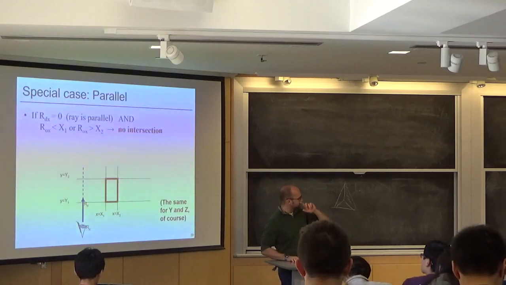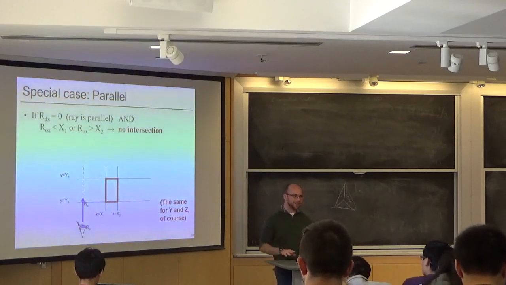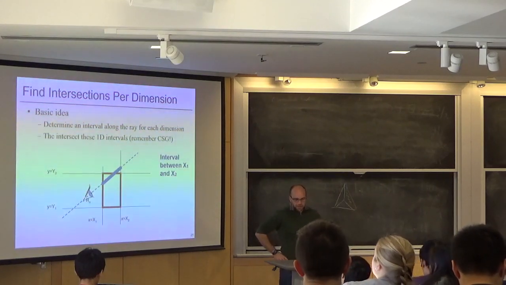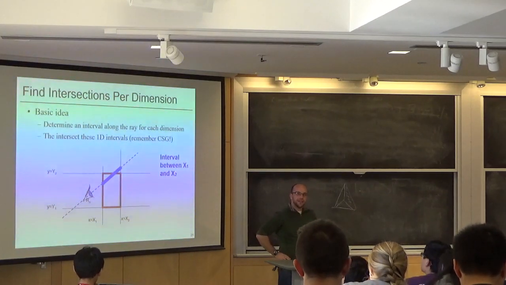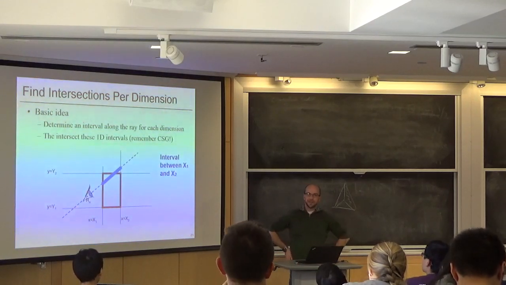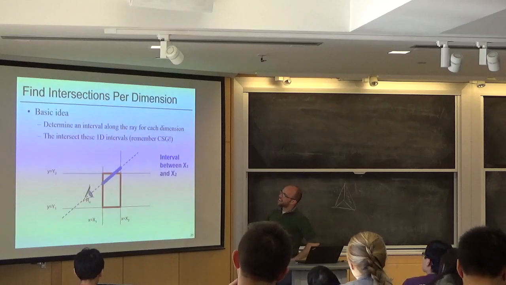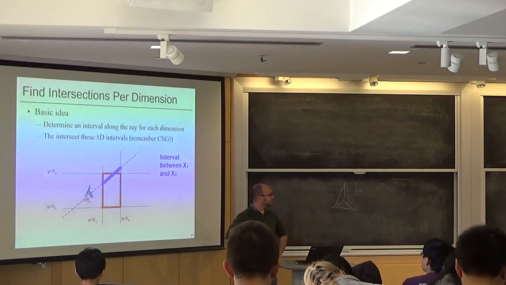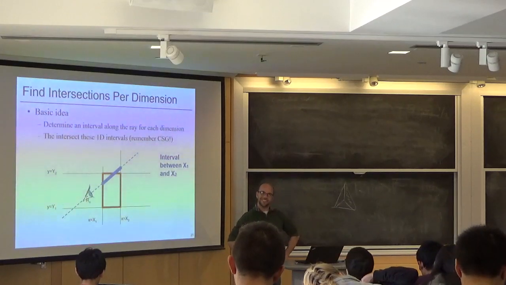Incidentally, one special case you should worry about is when your ray is parallel to your box, but I'll let you know. Okay, so probably the simplest thing to do, and of course what we do in practice, really does look like CSG. Essentially, we're going to look at one axis at a time and intersect 1D intervals, and if that intersection is empty, then we know we don't have to look inside the box.